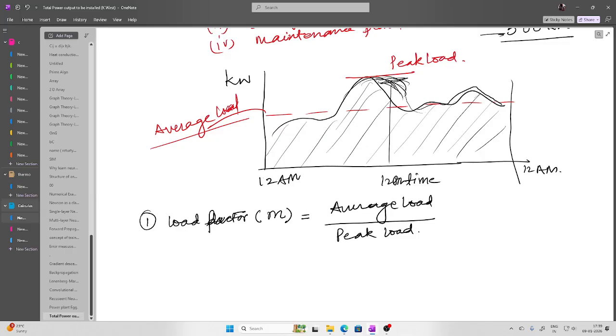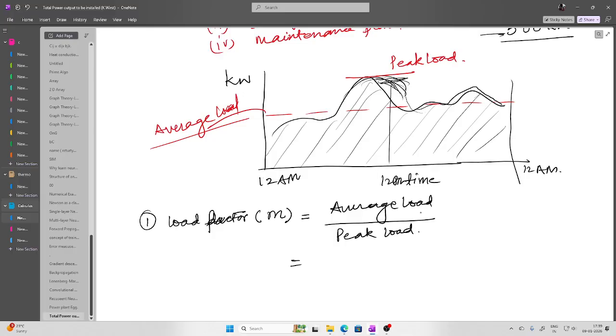And if the load factor is very small, that means the power plant is not working up to its full capacity. It is not working in a good way. Most of the time, the power plant is underutilized. So it is basically telling you about the utilization of a power plant, how much effectively the power plant has been utilized or it is generating power. Now, basically, the average load over a given interval to that of peak load.